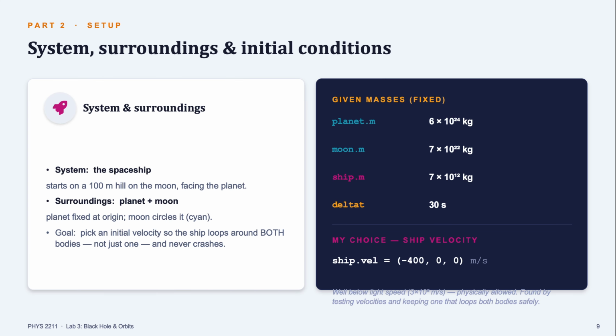In part 2, the spaceship is my system, starting on a hill on the moon. The surroundings are the planet at the origin, and the moon circling it. Masses are all given. I picked a ship velocity of negative 400, 0, below light speed, so it's allowed, found by testing values in the loop.